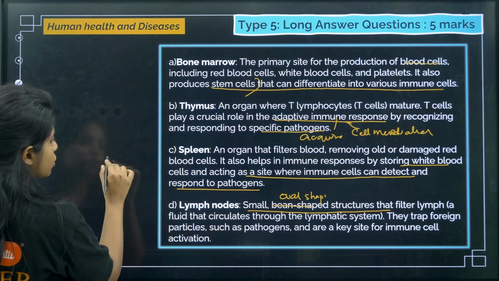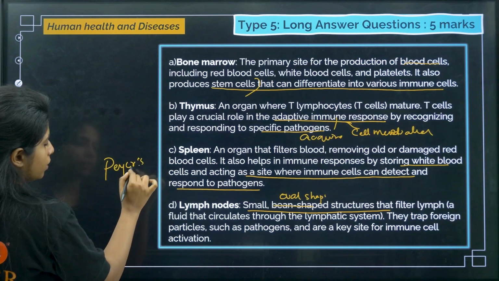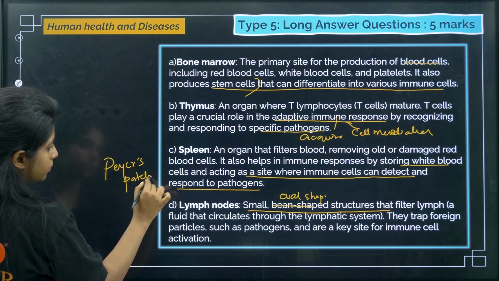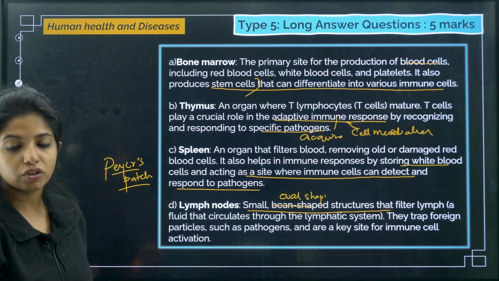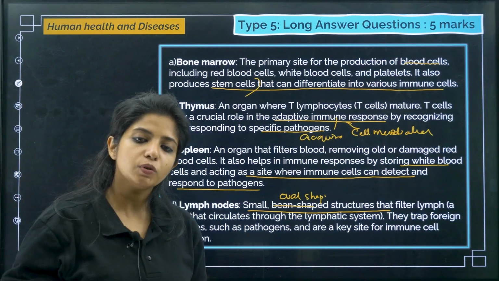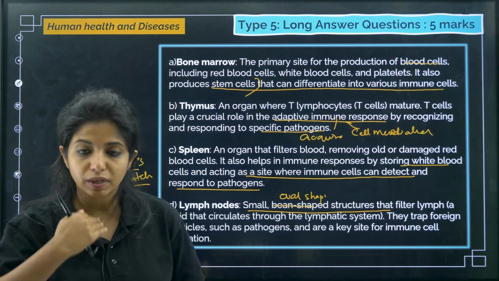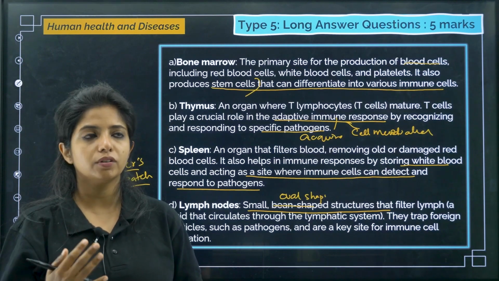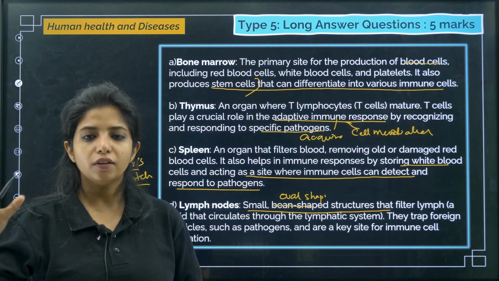Then you have something known as Peyer's patch. Peyer's patch is in the mucus layer of the small intestine. Wherever we have a mucus layer, for example in the respiratory tract, all of them together are known as mucosa associated lymphoid tissue.